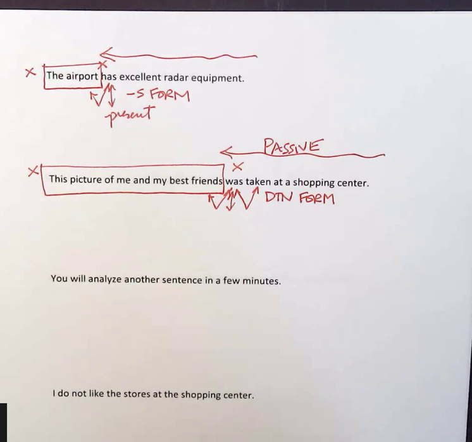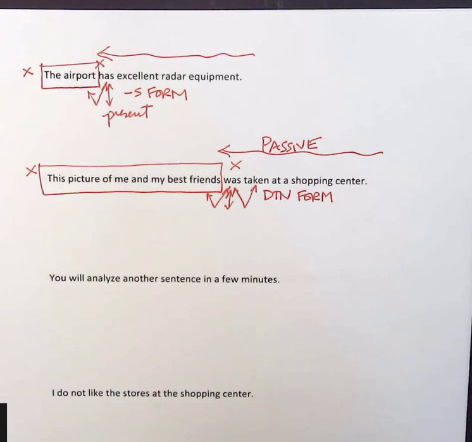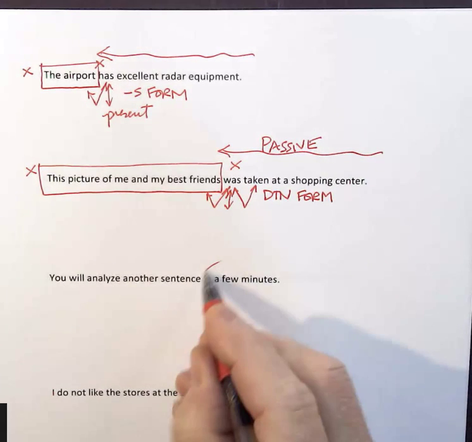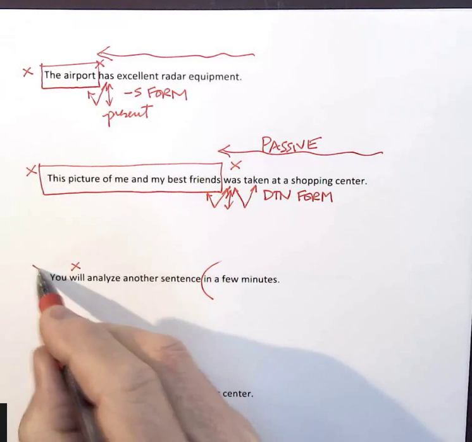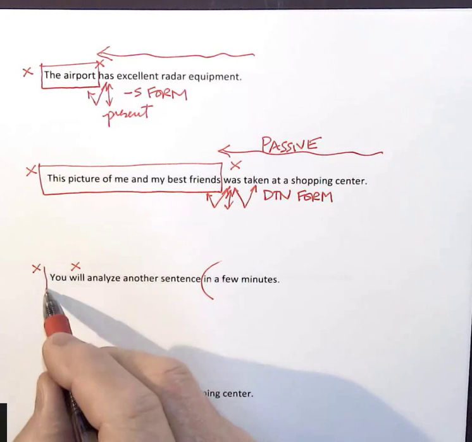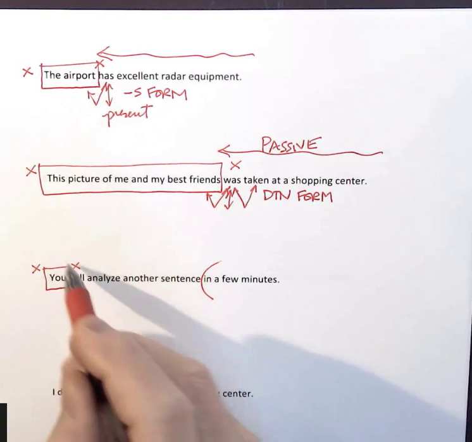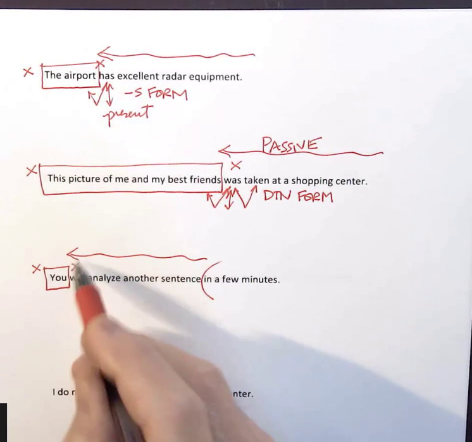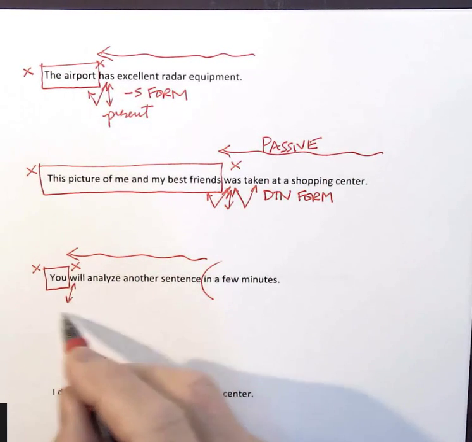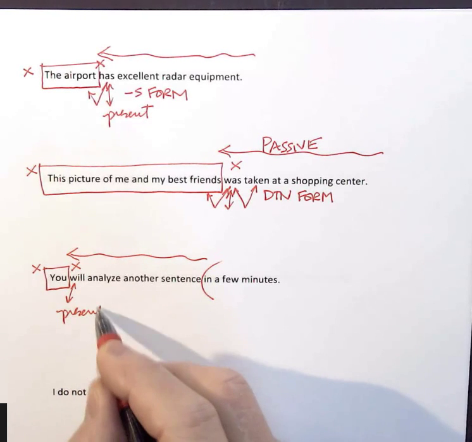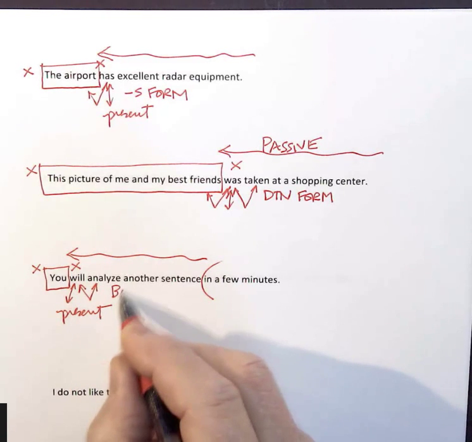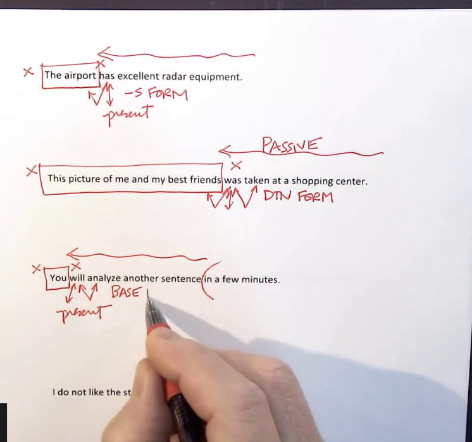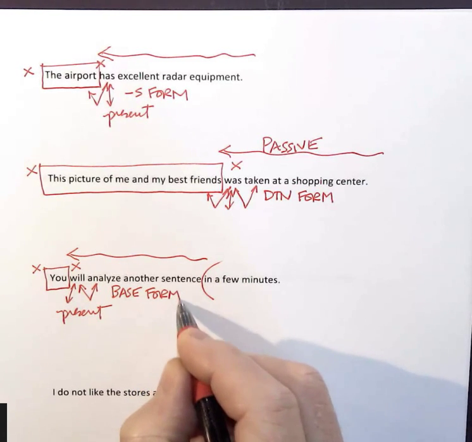Okay, stop the video, come back when you're ready. In a few minutes, you will analyze another sentence. Will is the X word. Will you? Will is the subject. Predicate. Will ties with the present. Will ties with analyze. Analyze is the base form of the verb.